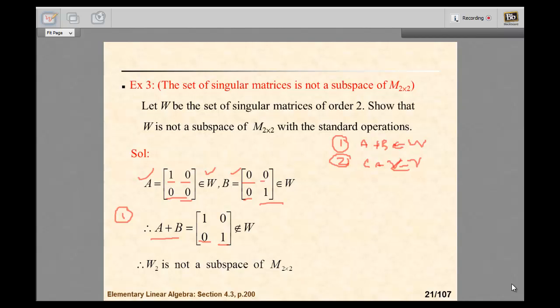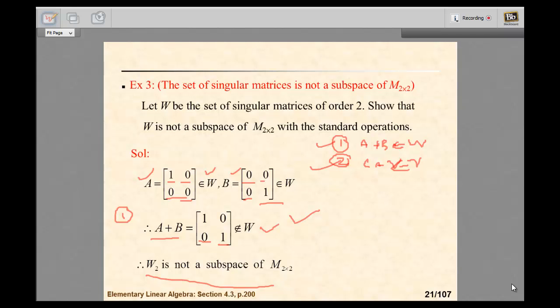So when we add A plus B, we get the matrix 1 0 0 1. It does not belong to W. So W2 is not a subspace because of our theorem: if the addition or scalar multiplication, anyone, does not belong to W, then we say that it is not a subspace. So here our first property does not hold, so we directly say that it is not a subspace.